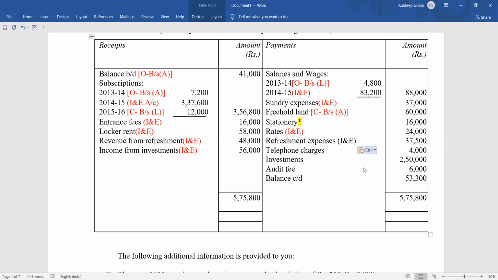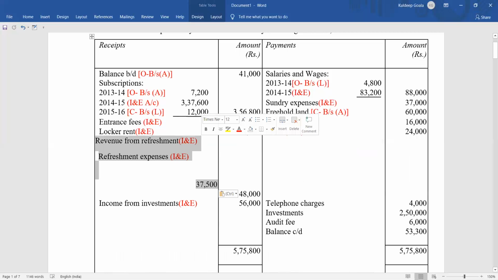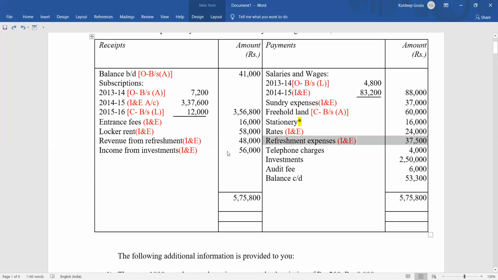But remember that if we have made any income from refreshment, you can see here it is revenue from refreshment. This revenue from refreshment and refreshment expenses will be netted. Netted means you can see the revenue is 48,000 and the expenditure is 37,500, right? Since the revenue is more, in the income side you have to write down revenue from refreshment less refreshment expenditure of 37,500. The balance will be written on the income side of the income and expenditure account.